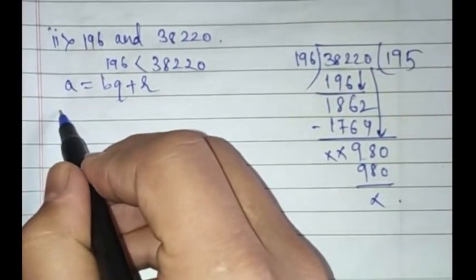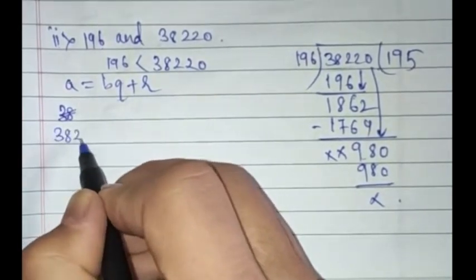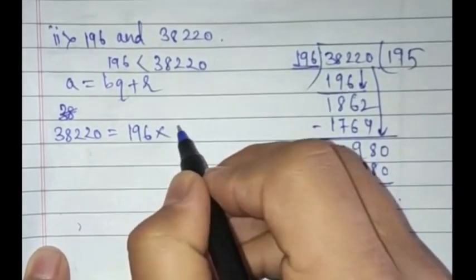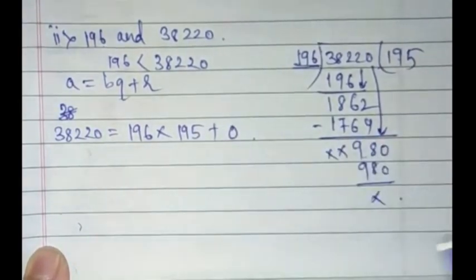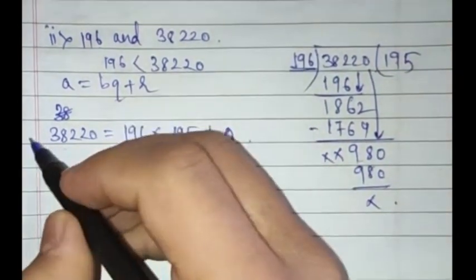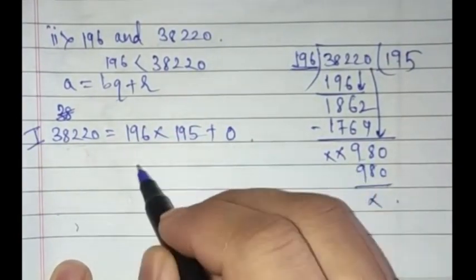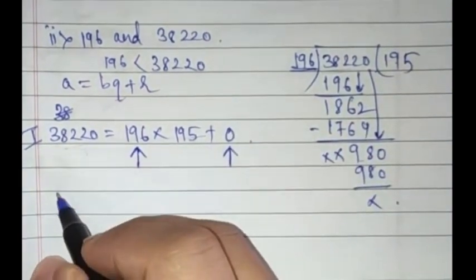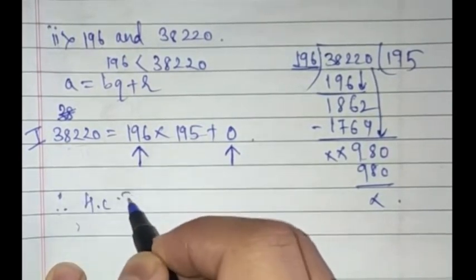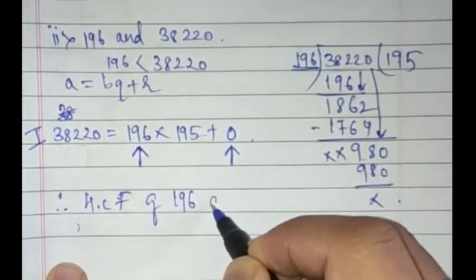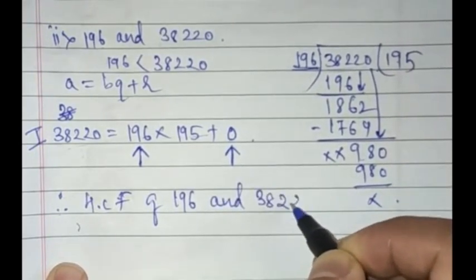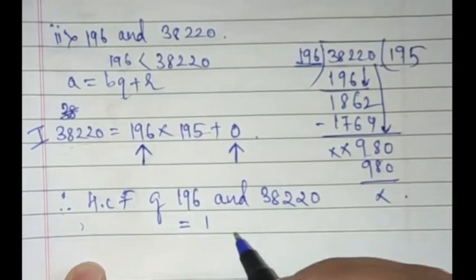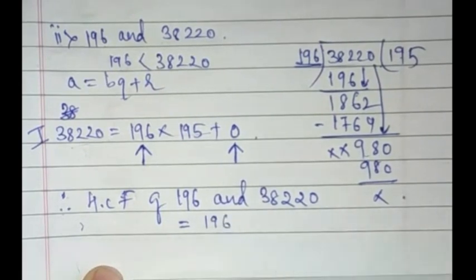That is, our a is 38220 equals b, which is our 196, times q, which is 195, plus our remainder, which is 0. So as I have told you, you can get your answer within one step also. Using this divisor, if we are getting the remainder 0, then that is our answer, as I mentioned. Therefore, HCF of 196 and 38220 is equal to 196, isn't it?